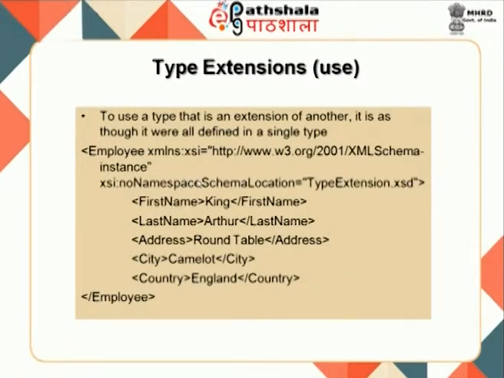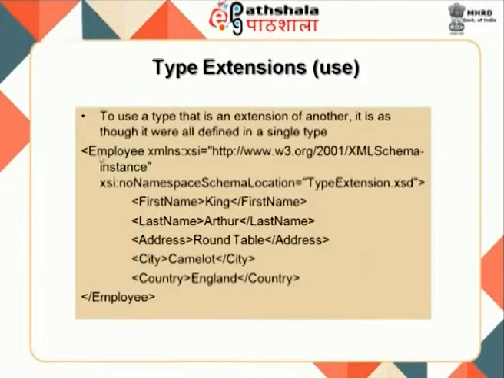So, how to use the type extensions? If you have already created a complex type, you can just simply use it. Here you can see an element called employee, and you include the namespace instance, and here you can see an attribute called no namespace schema location. You just put the type extension dot xsd. These are already defined types available in this schema definition. You just include it here.